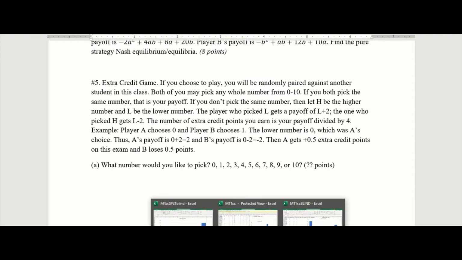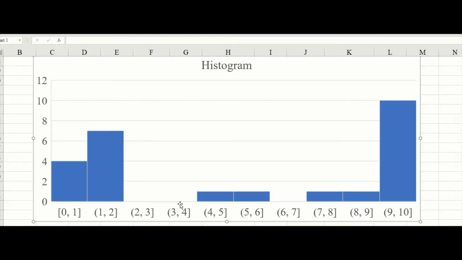So I made a graph of the results. Let me go and pull that up. This one. Oh, first I should talk about the theory of the game.